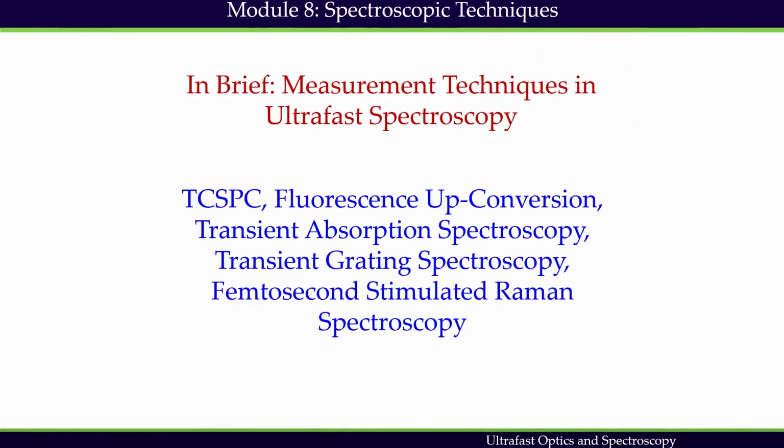With this, we have come to the end of this module, where we have discussed different measurement techniques used in ultrafast spectroscopy. We have discussed time correlated single photon counting technique. We have discussed fluorescence upconversion technique, transient absorption spectroscopy. We have discussed transient grating spectroscopy, femtosecond stimulated Raman spectroscopy. We will meet again for the next module.